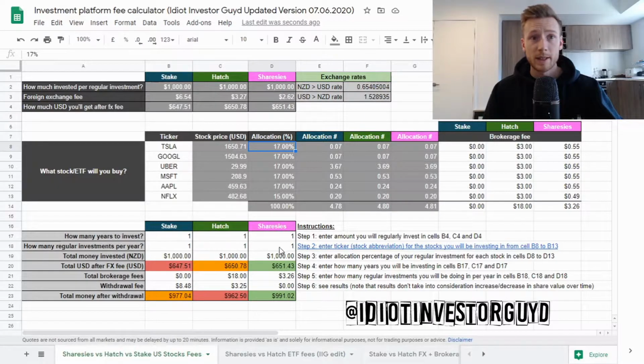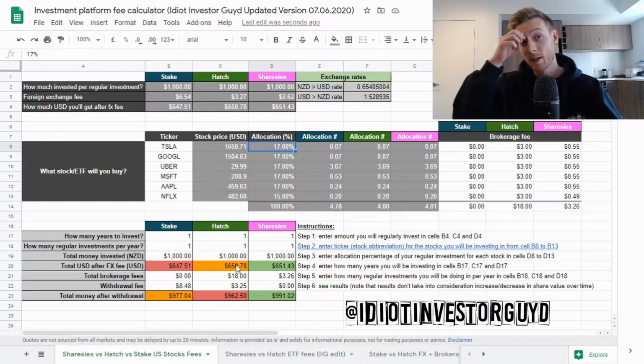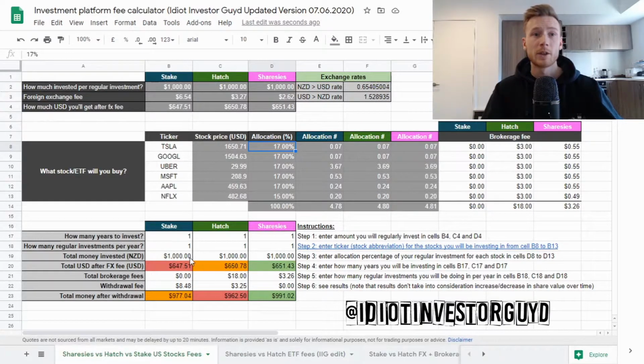What you want to do is then come down here, and this will say how many years you're going to be investing and how many regular contributions you're going to be making per year. At the moment it's saying I'm going to invest for 1 year, and I'm only going to make the one investment. So what this is saying is that I'm going to put $1,000 into each platform, leave it there for a year, and then take it out without any additional investment. What that shows is that for Stake, because it has a high foreign exchange fee, it's 1% versus 0.5% for Hatch and 0.4% for Sharesies. That's why you lose out straight away when you put the money in.